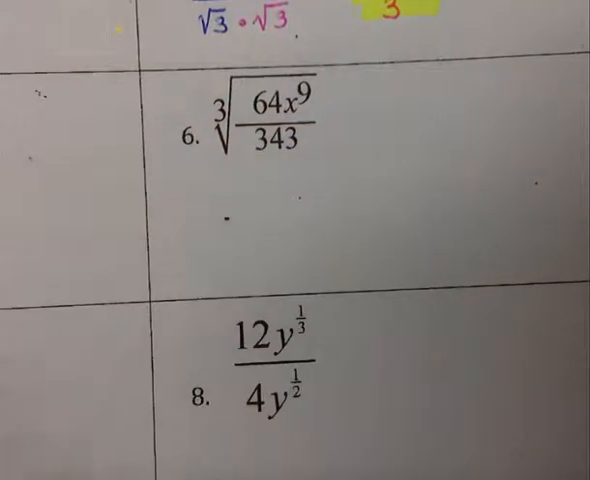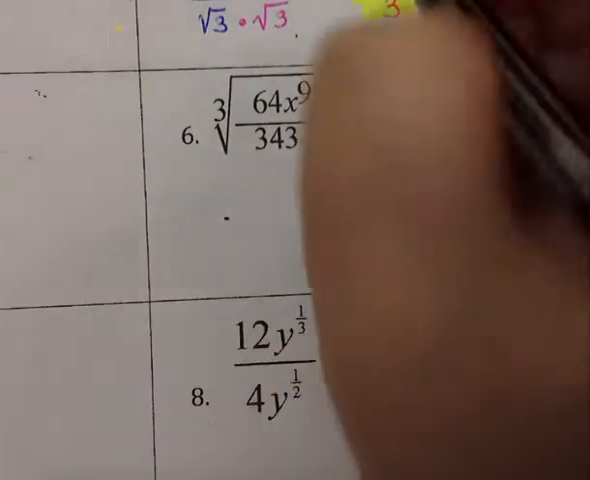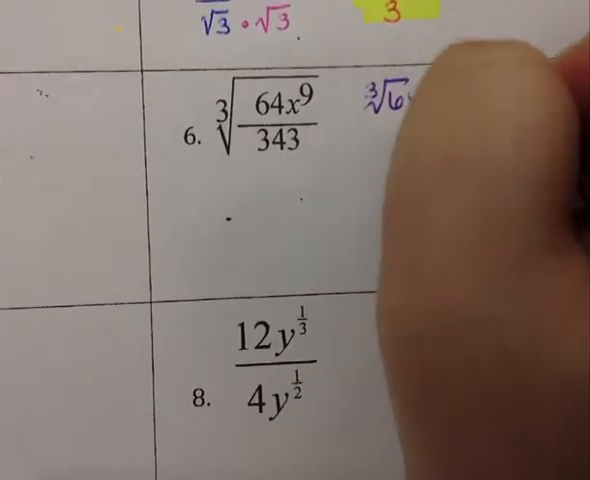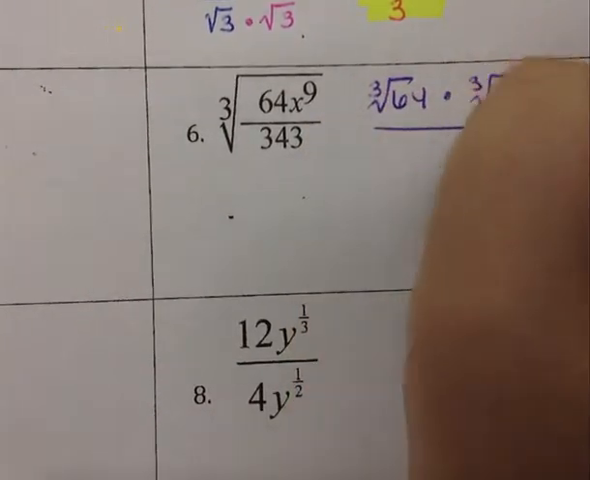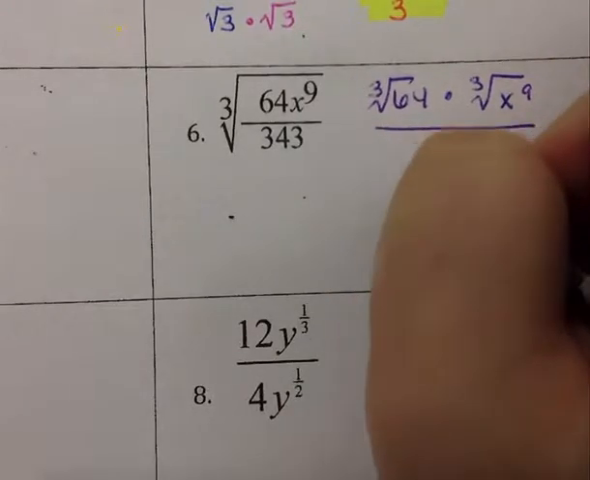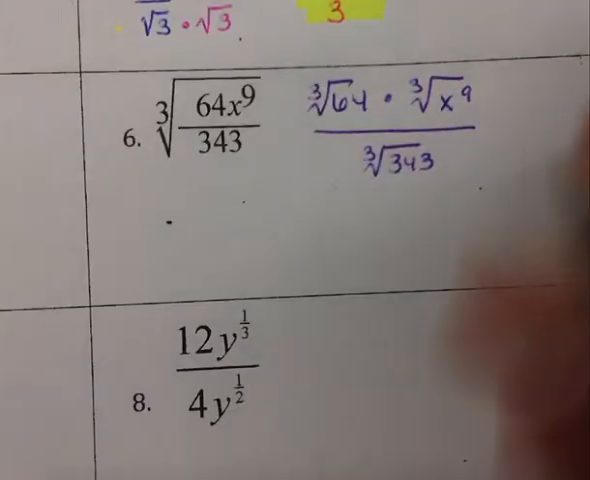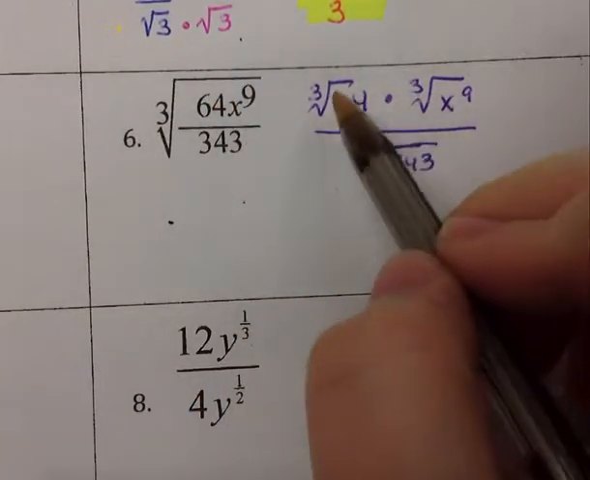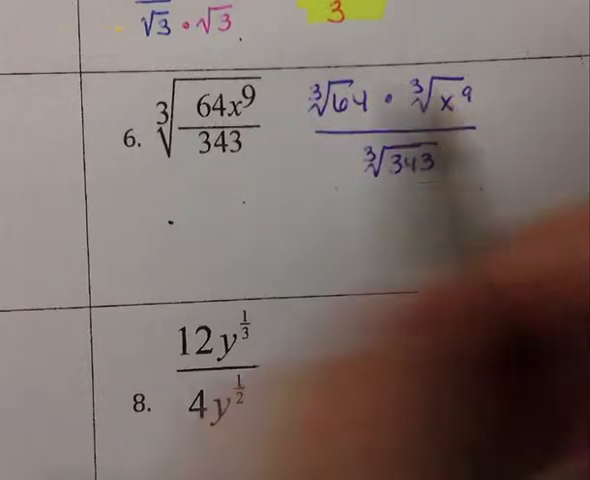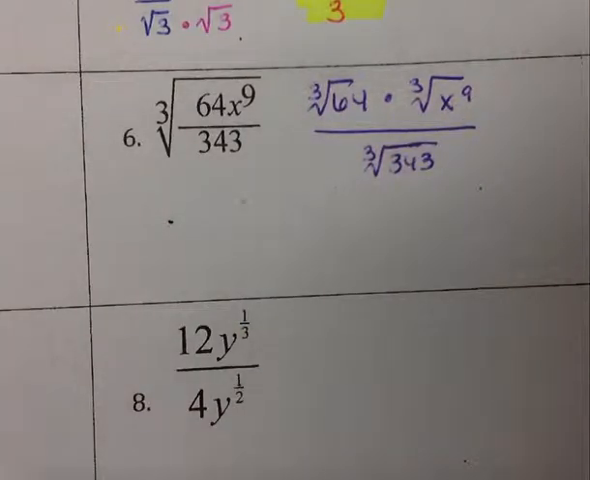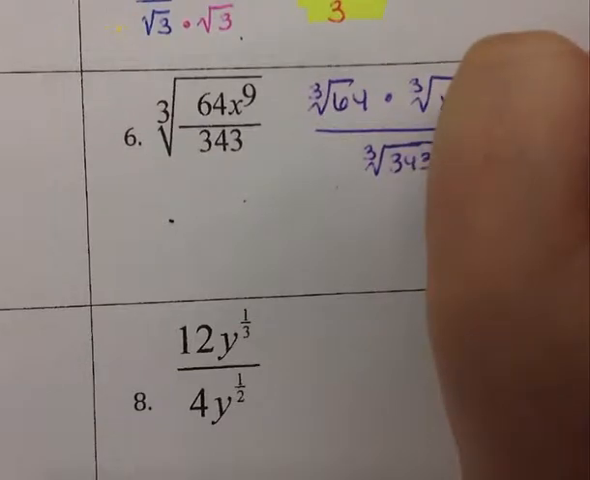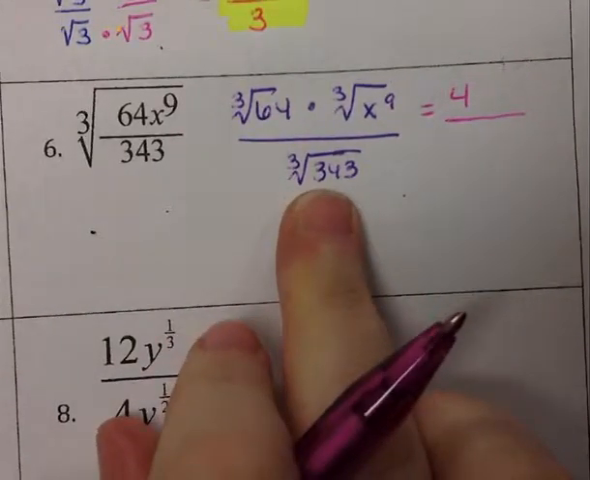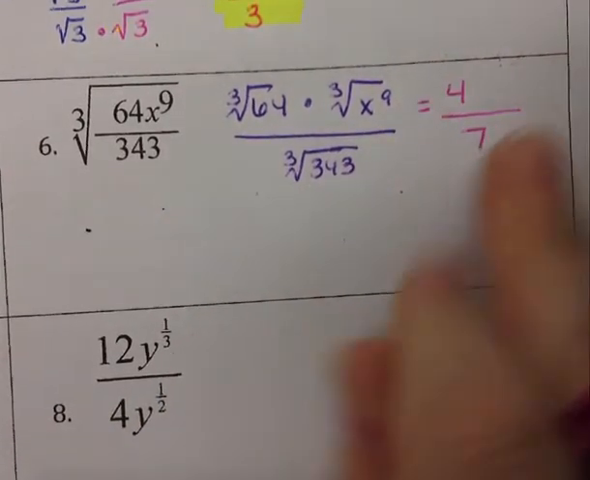Well, what about the letter? So we know that the cube root of 64, we have the cube root of x to the 9th, and we have the cube root of 343. This is what this actually turns into if we separate them, because we have 64 and x to the 9th on the numerator, number and then letter, and then we have the cube root of 343. The cube root of 64 we found out was just 4. No radical left over. The cube root of 343 was 7 with no radical left over.